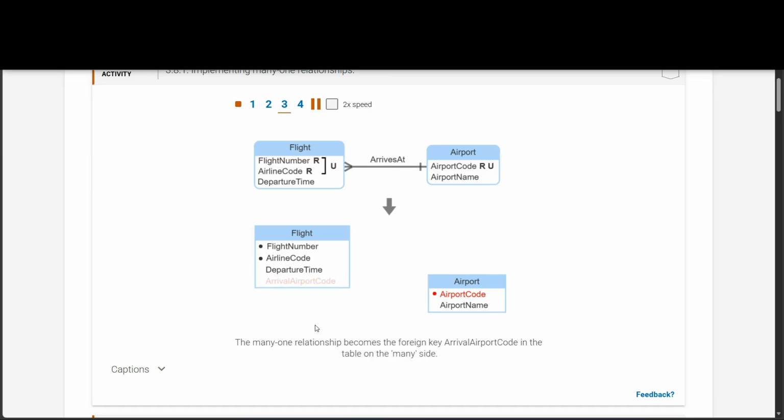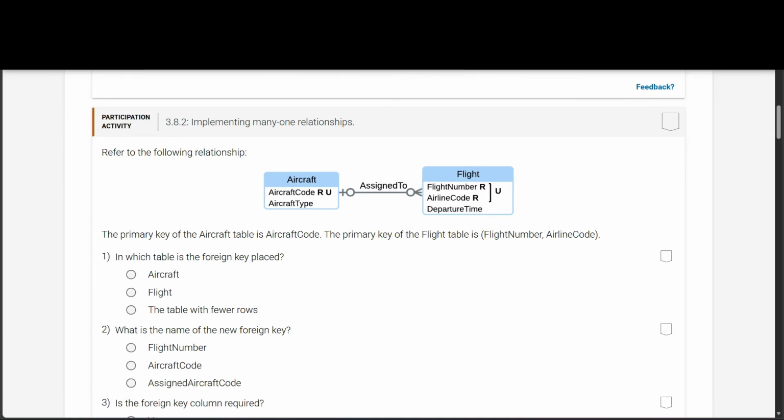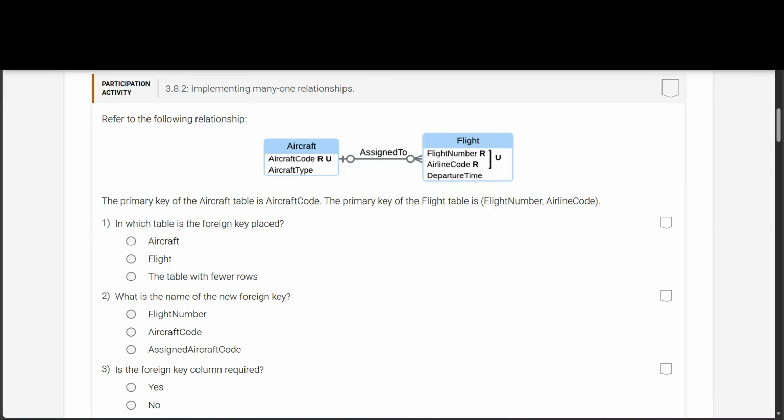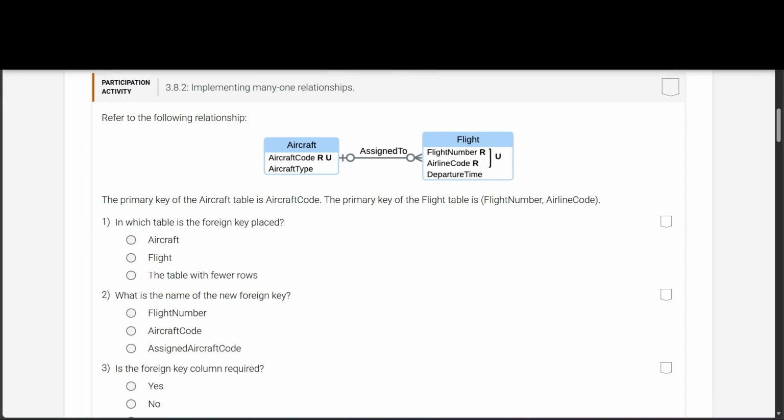So the many-one relationship becomes the foreign key, arrival airport code, in the table on the many side. So if airport is required in the arrive at relationship, the foreign key arrival airport code is also required. So let's get to this activity of implementing many-one relationship, and see if we understood what we had.